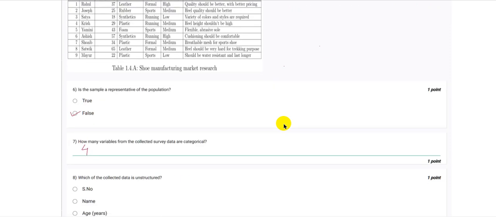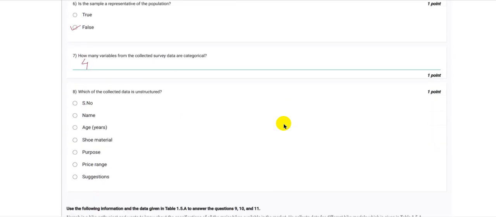Next question. Which of the collected data is unstructured? As we said before, suggestion is our unstructured data, as suggestions are long text only and have no definite order, so it is the unstructured data.